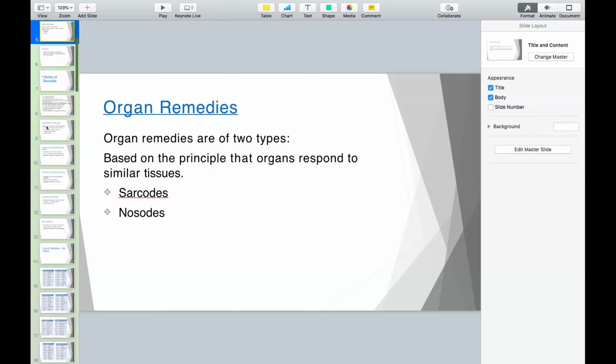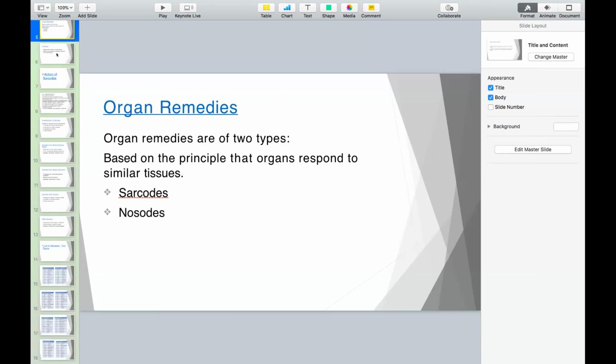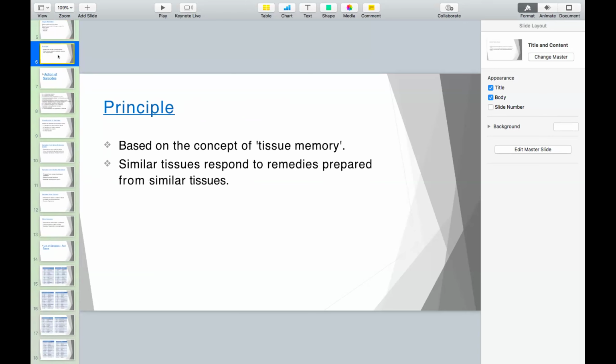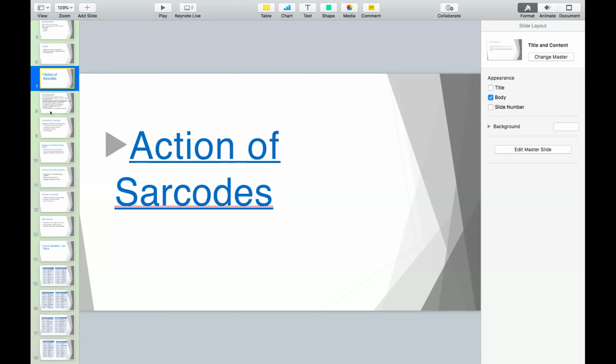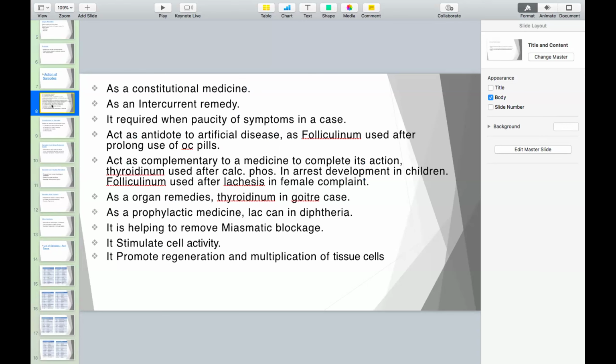So organ remedies in homeopathy are the sarcodes and nosodes. Sarcodes are prepared from healthy tissues, and nosodes are prepared from abnormal or diseased tissues. Next. Based on the concept of tissue remedy or tissue memory, we can consider it is prepared from similar tissues. Next. In nosodes, we prepare medicine from abnormal tissues, and sarcodes are prepared from healthy tissues. Next, action of sarcodes.